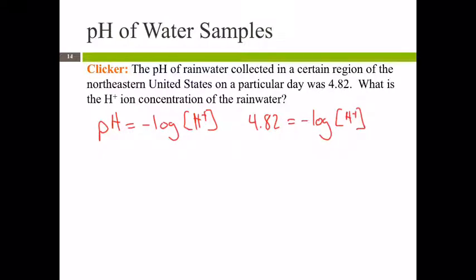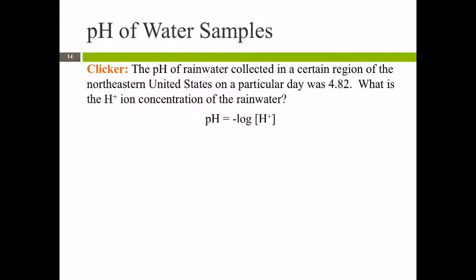And we're trying to find the concentration of H+. The way that we can undo the logs is we multiply both sides first by a negative value, so we multiply by -1, and then we take 10 to the both sides, and that gets rid of log. So that means the H+ concentration of this solution was 10 to the -4.82 molar, which would be 1.5 times 10 to the -5th molar.